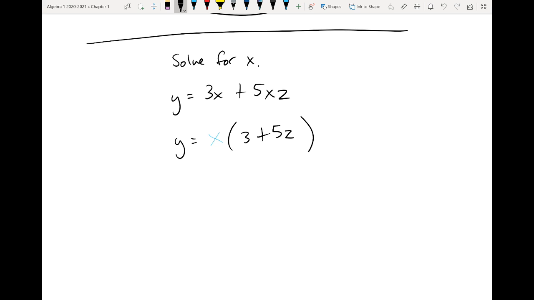But now our x is all on its own, and we can actually do that same thing and divide by the entire quantity, of course on both sides, and factor it out. So what are we left with? We have y over 3 plus 5z, and that's equal to x.